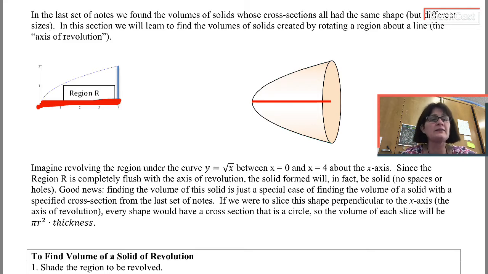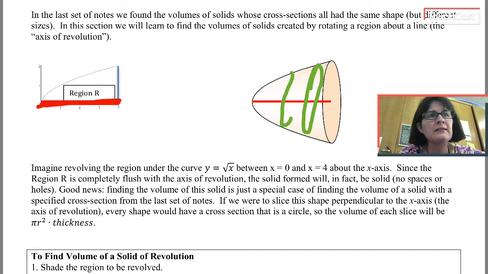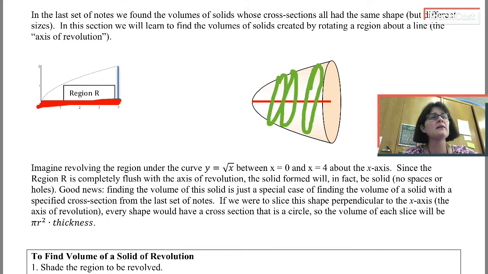If we wanted to then slice this solid, imagine taking a slice here, a slice here, a slice here. We could slice it into infinitely many, infinitely thin cylinders, right? So every slice would have a face that looks like a circle, but the slice would have thickness. So if we think of that as the area of a circle, pi r squared, times the thickness, we can find the volume of each slice.